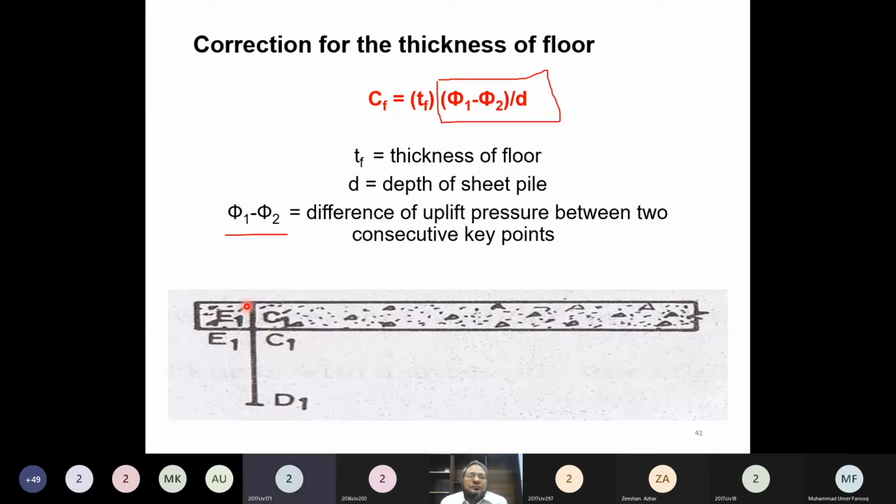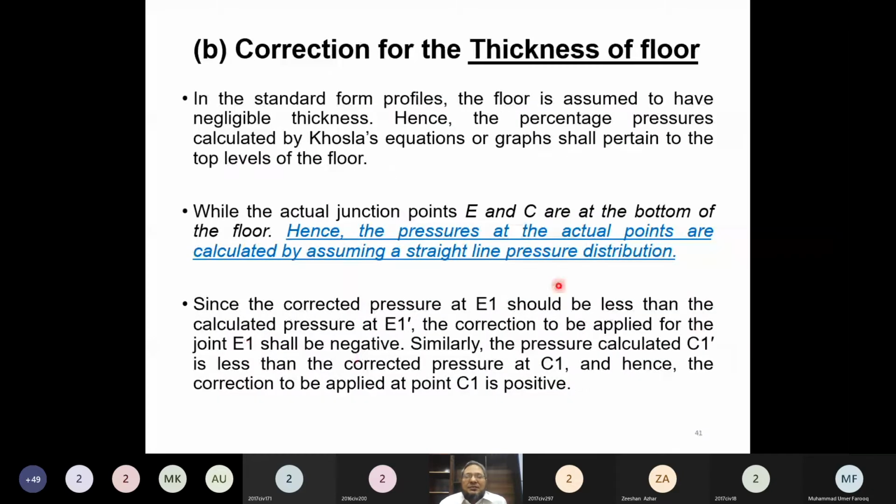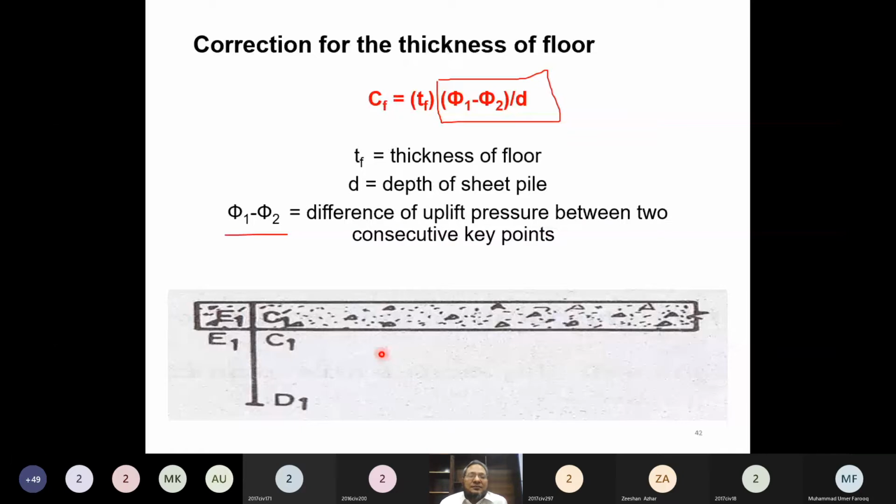E1 का पॉइंट बाद में आ रहा है तो उससे पहले कुछ हेड लॉस होगा। इसका मतलब है अगर हम लेट से वो क्रीप थ्योरी भी देखें तो इतना ट्रेवल करेगा पानी तो यहाँ पहुँचेगा ना। So it means there would be some head loss and due to that E1 pressure, E1 should be less than, the same is mentioned here. अच्छा, अब जो correction to be applied for the joint E1 shall be negative. अब correction कौन सी होगी? अगर मैं E1 पे निकालना चाह रहा हूँ अपलिफ्ट प्रेशर और E1 डैश पे निकाला हुआ है, so correction should be negative. So then I will get the uplift pressure at point E1.